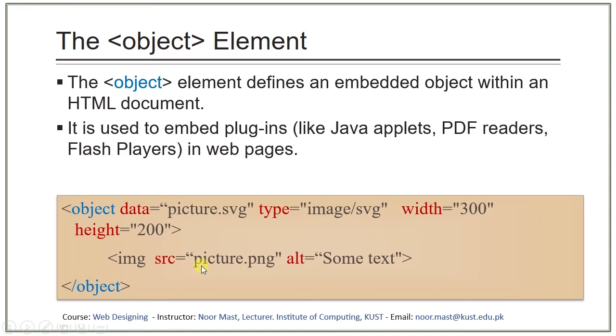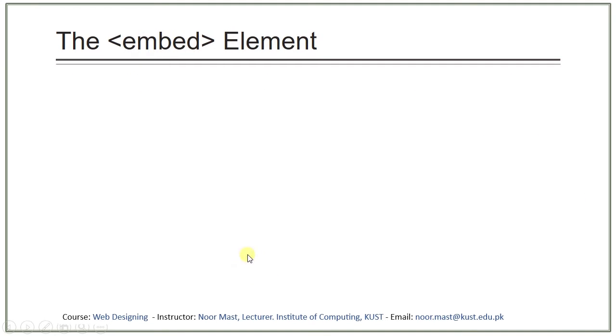Any content within the object element tags will be used as a fallback for the browsers that don't support the embedded resource type. In this example, the object element places an image of type SVG on the page and provides an image of type PNG as a fallback.